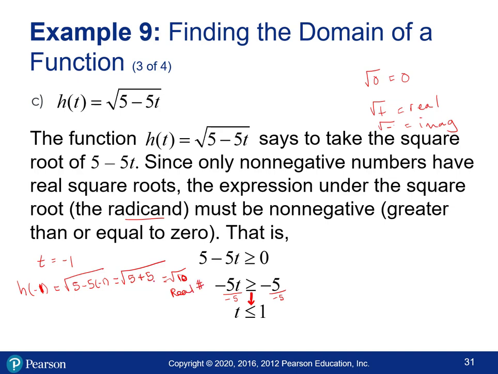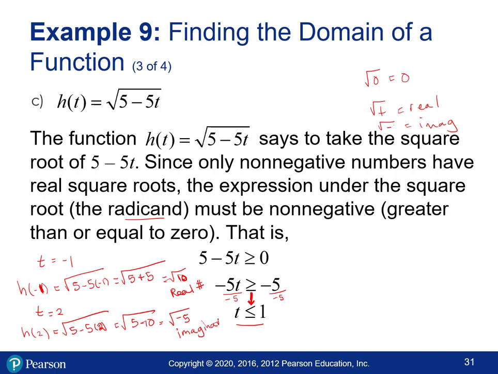We only want to plug in numbers for t, in this case, into our function that will give us real answers. Watch what happens if we plug in something that does not fit what we just figured out, something bigger than 1. So how about we pick 2? Look what happens. h of 2 equals the square root of 5 minus 5 times 2. That's going to be the square root of 5 minus 10. Okay, and that's the square root of -5, and right away this is imaginary because square roots of negative numbers are imaginary.